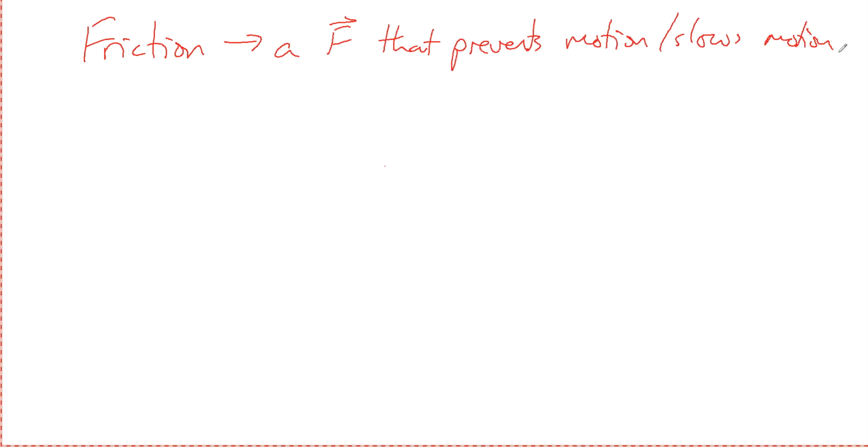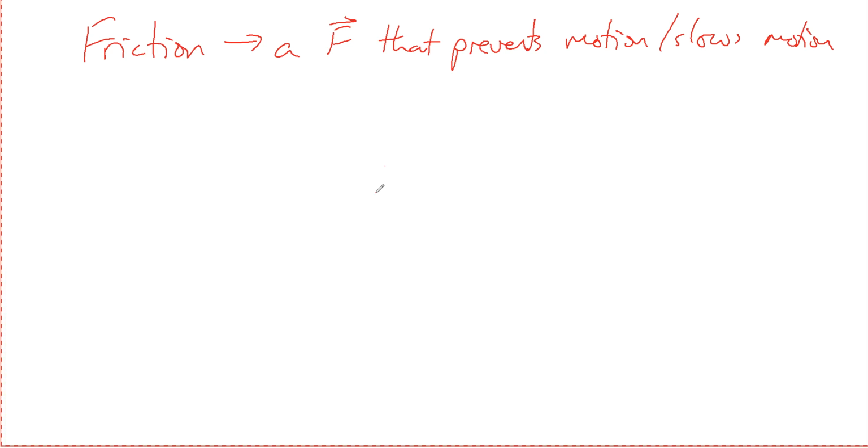Now, of course, some people go, well, hey, wait a minute, friction is what I use to walk. There's friction between the ground and my shoe. That's true, but it still prevents motion. When you push back, your shoe actually wants to slide backwards, but friction prevents it from sliding backwards, which then causes you to move forward. There are different ways you can look at it, but it's basically a force that prevents motion and slows things down.